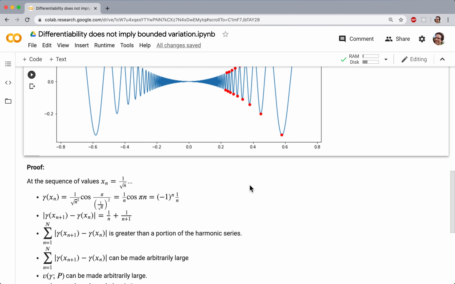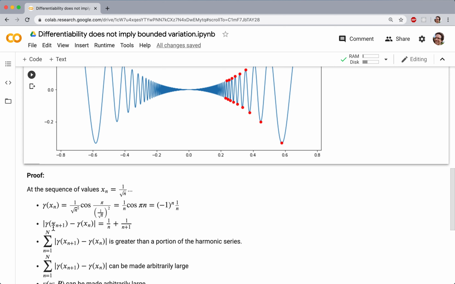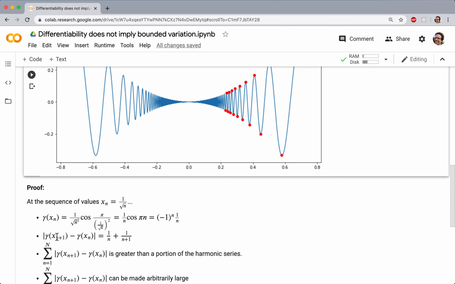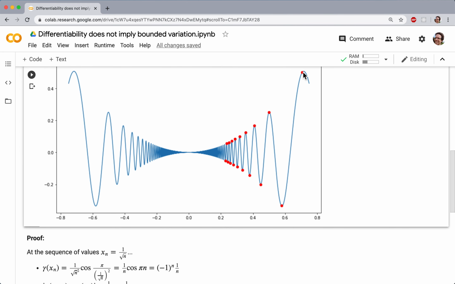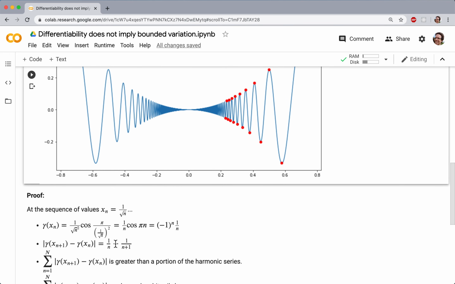Now, what that means, because they alternate, is that when we calculate gamma of xn plus 1 minus gamma of xn, the signs differ. And so one of these will be positive and one of these will be negative, and they will combine there. So it doesn't matter which one is positive and which one is negative. The absolute value of this difference is always going to be the sum of 1 over n and 1 over n plus 1. So for example, if we're taking positive 1/2 minus negative 1/3, then we'll get 1/2 plus 1/3. If we're taking minus 1/3 minus positive 1/4, then we'll get 1/3 plus 1/4. So we always get these things positively here.